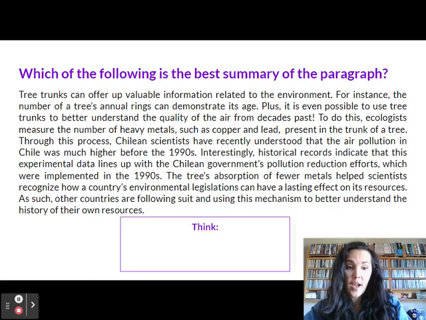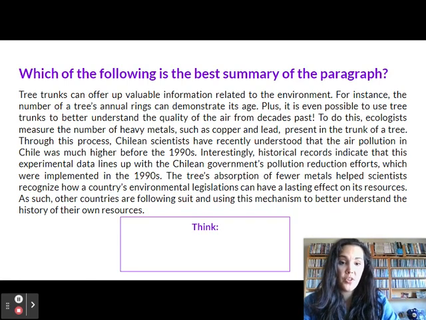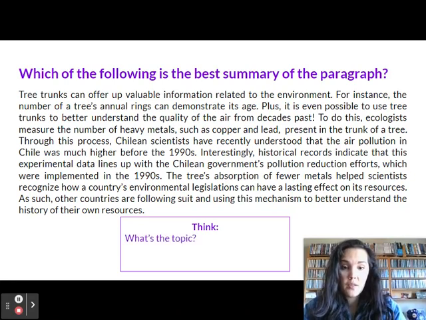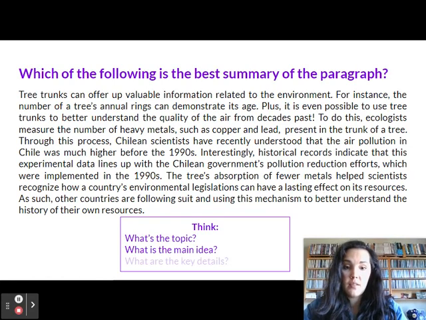Okay, now that you've read, before we answer the question, I want you to think. What's the topic? What's the main idea? And what are the key details? These three things really go into a summary.